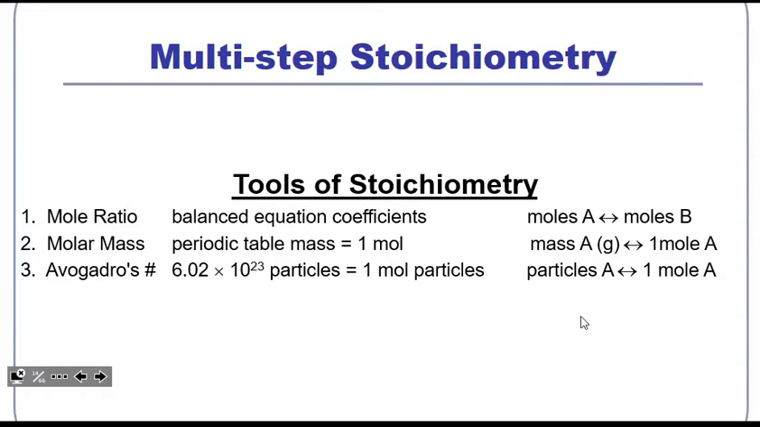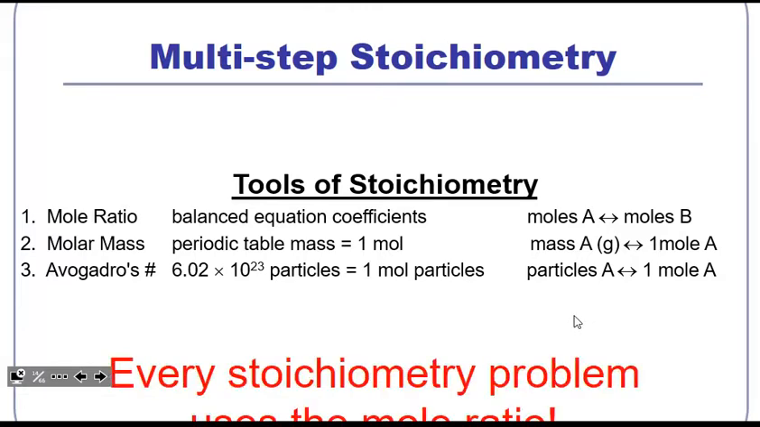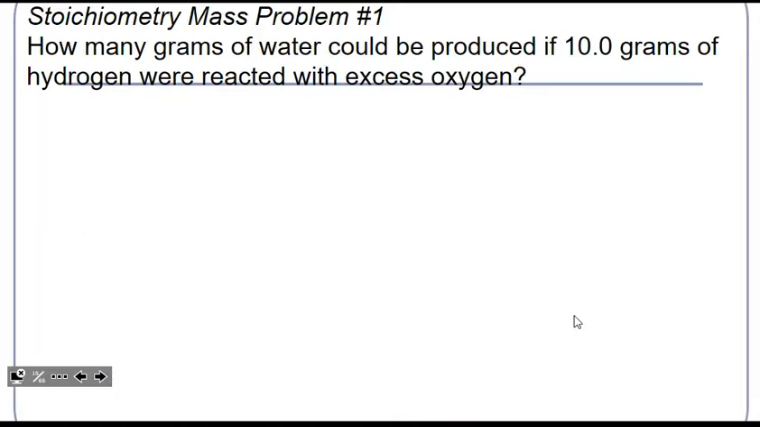So now we're going to look at problem 1. Remember that every stoichiometry problem uses the mole ratio. So on day 1, I had you put a circle around it or a heart. We're going to continue to do that so that you can recognize that in order to go from one substance to a completely different substance, you have to use the mole ratio. All right, so let's look at this problem.